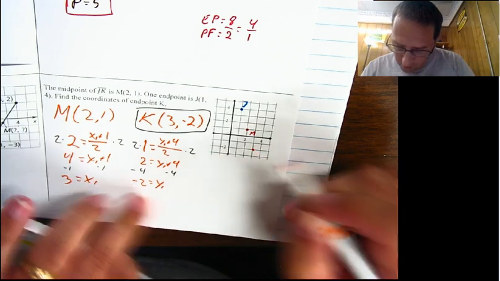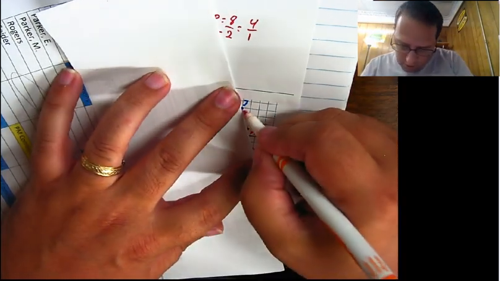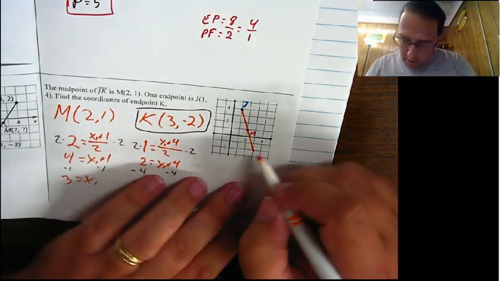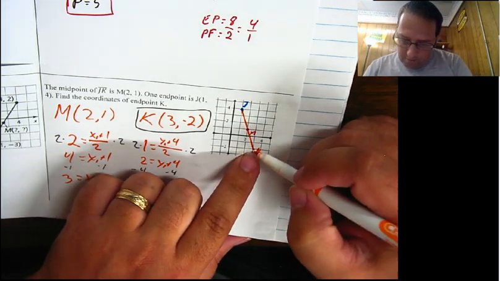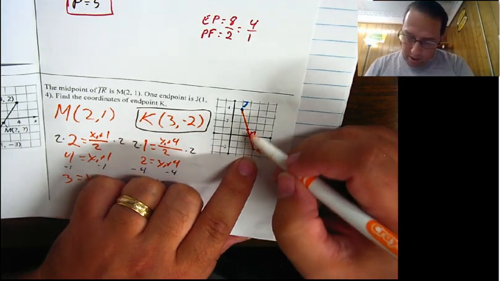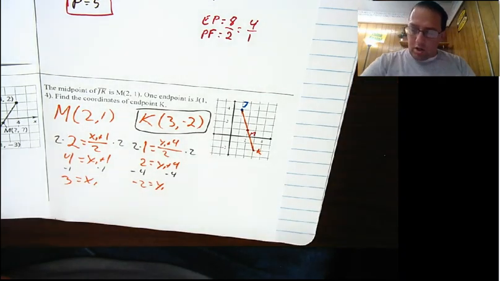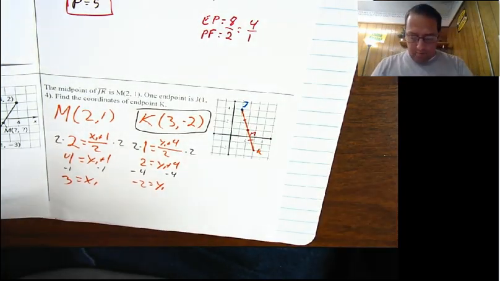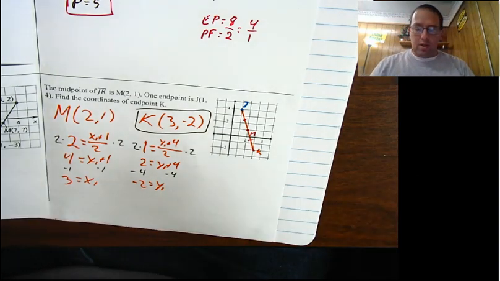Let's see if this works. Here is K. So is M in the middle? Well, let's see. We went down 3 over 1 to get from J to M, and down 3 over 1 gets from M to K. So these segments are, in fact, congruent because they have the same length. And so that works.